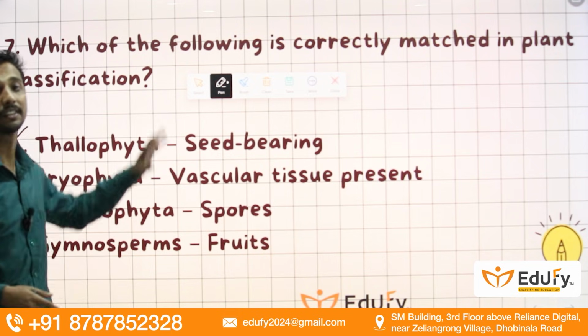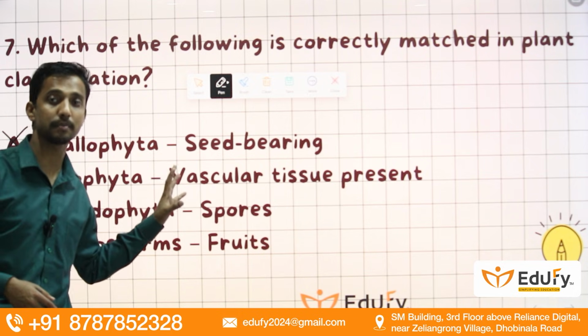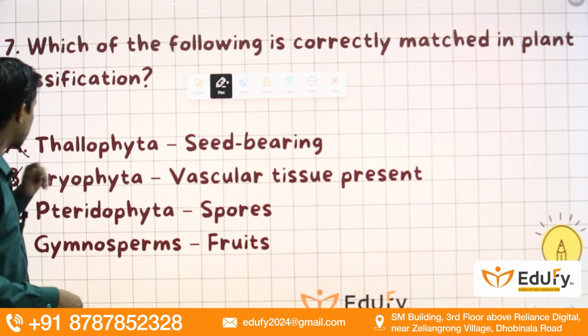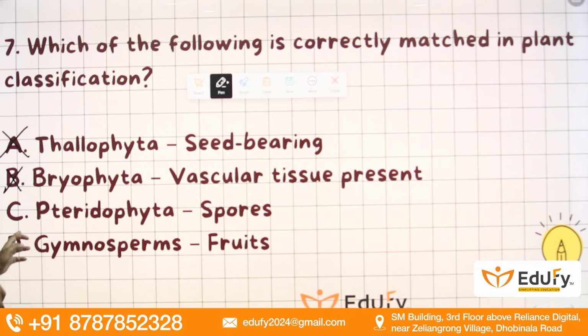So vascular tissue is not present in any of the organisms in the cryptogamy. So that is also incorrect. Gymnosperms are the ones that have naked seeds, and they do not have any fruit. So this one is also incorrect.